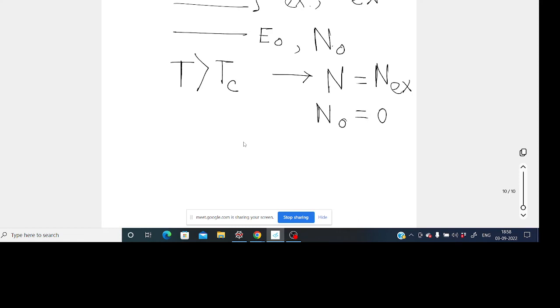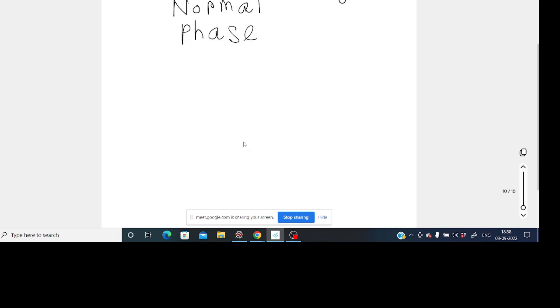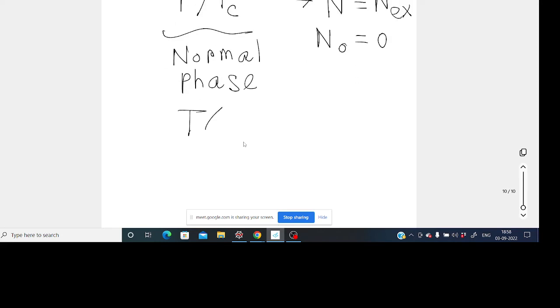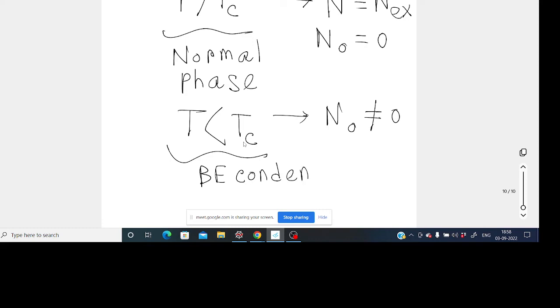So it's like the normal state, normal phase. And for T less than TC, this N naught is non-zero. So there is accumulation of the particles in the ground state. That's called the BE condensate phase, or Bose-Einstein condensate phase.